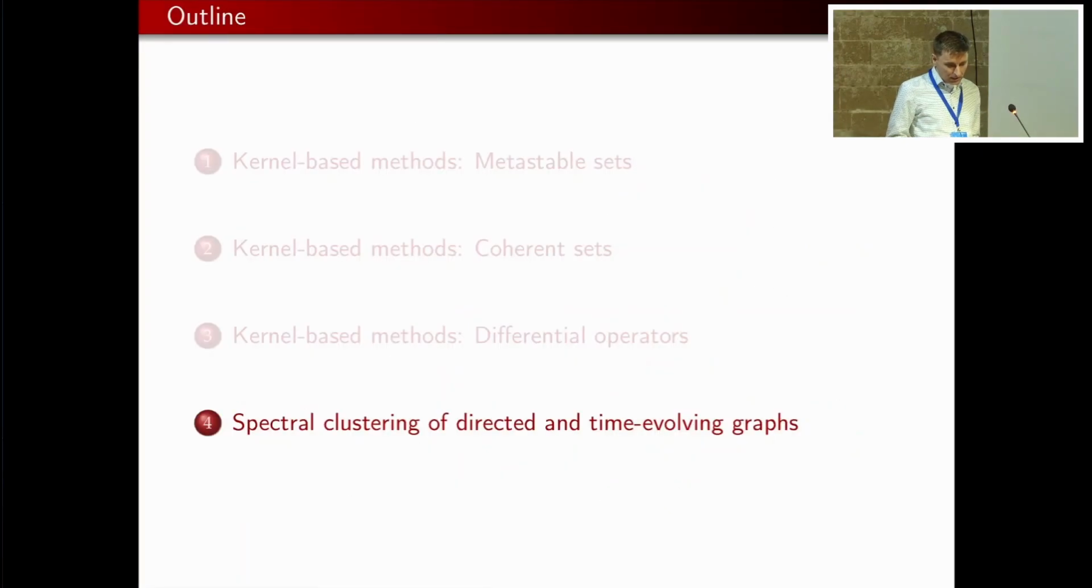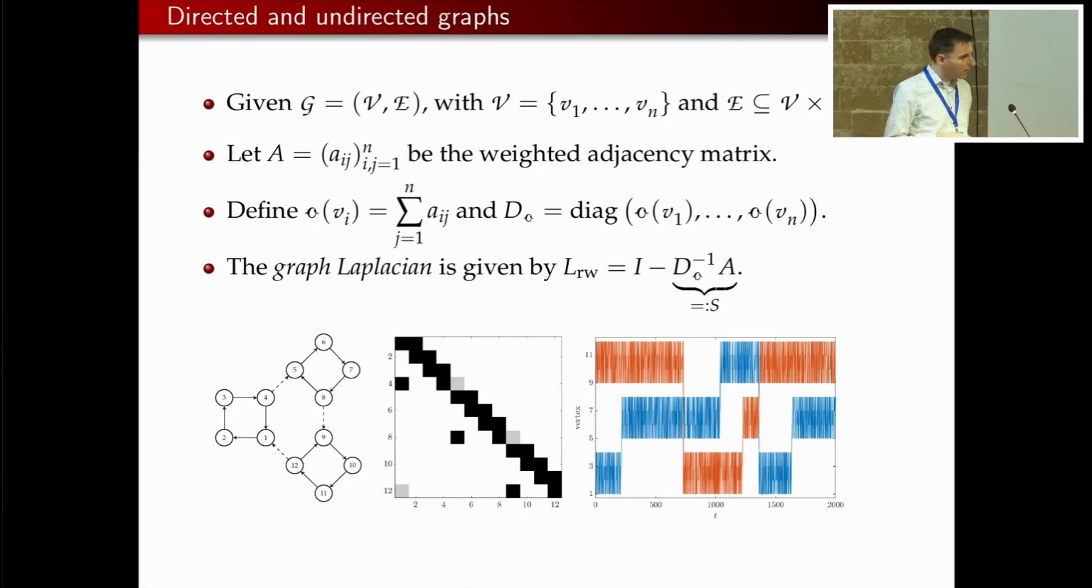So the last application I briefly wanted to talk about is spectral clustering of graphs. Okay, so we've already seen the difference between metastable sets and coherent sets. So coherent sets are just time-evolving metastable sets, and we want to identify them again from data. And now I want to define these transfer operators also on graphs, and then I want to compute dominant eigenfunctions or eigenvectors in this case again to identify clusters in a graph.